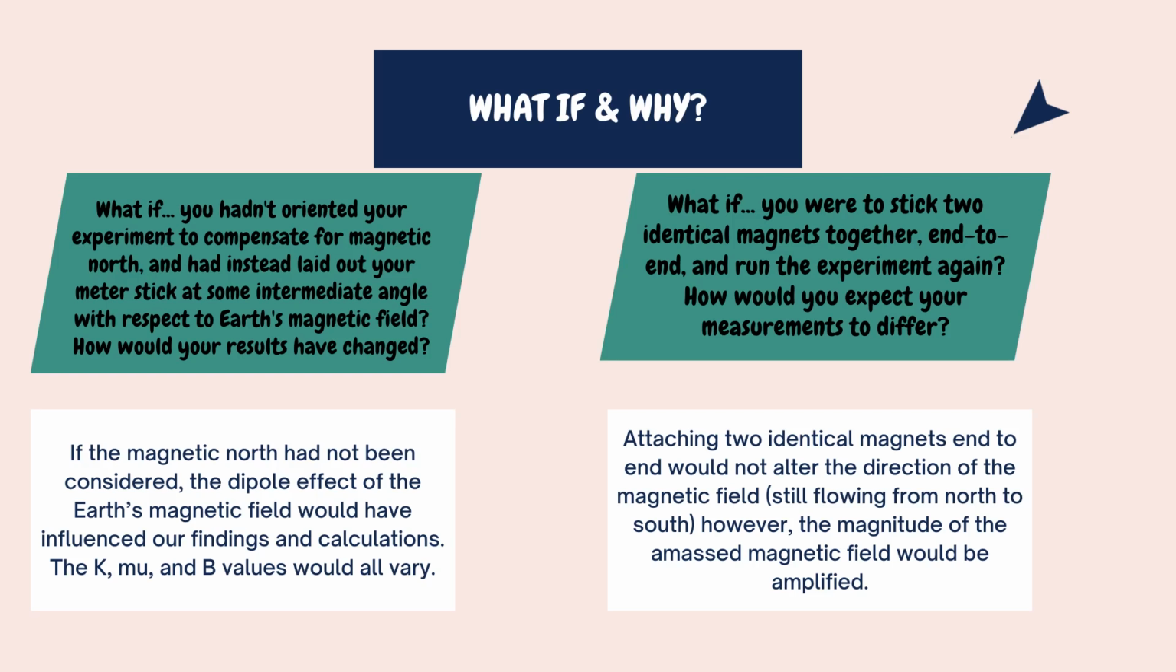Attaching 2 identical magnets end to end would not alter the direction of the magnetic field, with the mu hat still pointing from south to north. However, the magnitude of the amassed magnetic field would certainly be amplified.